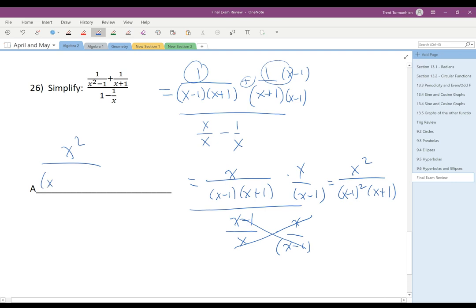You could have multiplied it out if you would have liked to, or maybe you had x squared minus 1 times x minus 1 if you did the difference of squares piece, but it needs to be some version of x squared over that denominator.